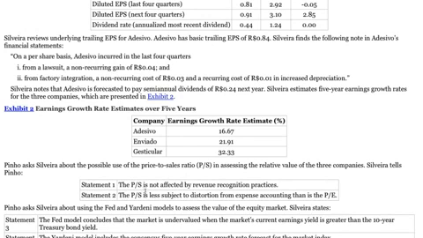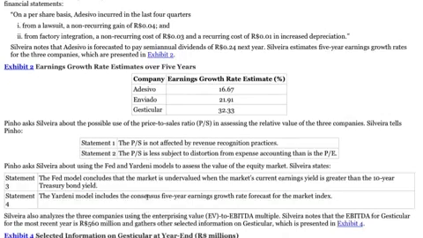The price to sales is affected. Statement 2, the price to sales is less subject to distortion from expense accounting than is the PE. Yes, because this is price to sales. Has nothing to do with expenses yet. That's a top line number. We like statement 2. We don't like statement 1. I think we answered another question.